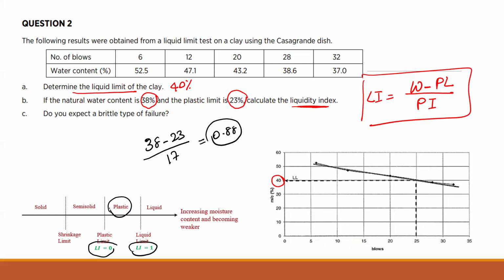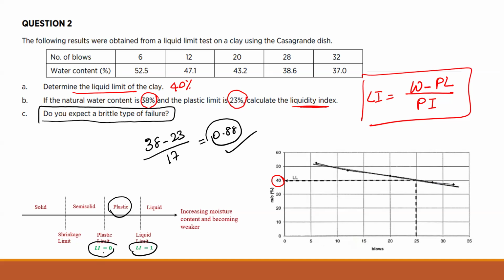Plastic or brittle, they are asking, you need to first find this. They are asking whether it is plastic failure or brittle failure. Plastic means when applying force, you can change the shape. Brittle means when force is applied, it breaks. It's like glass.